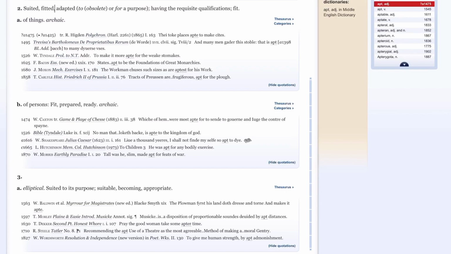But then it says that to be apt to or for something, a purpose, is obsolete. Aha! So maybe Merriam-Webster wasn't quite right. This is where my English gut goes. I go with the OED because they say that aptness of things is archaic and aptness of persons, which is what we're talking about, we're talking about the servant of the Lord, a person, meaning fit, prepared, and ready. It says that this is an archaic use.